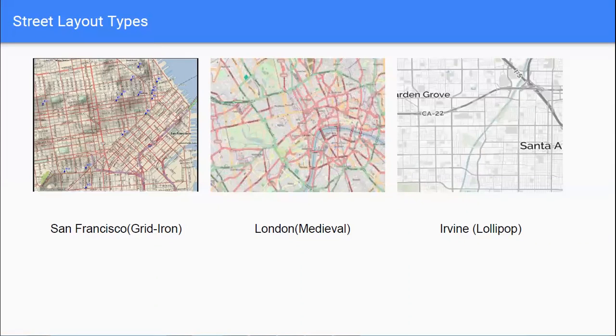It has a lollipop layout consisting of many cul-de-sacs and dead ends, which is a layout often found in suburban areas. In this project, I will use network properties like cost and efficiency to quantify the differences in the qualities and how efficient these different types of layouts are.